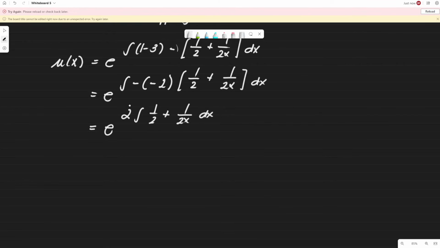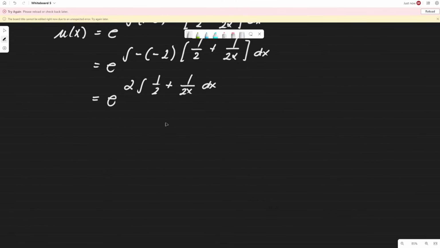So where did this positive 2 come from? Negative times negative 2, right? Negative 1 times negative 2 is positive 2. I just took it out since it's a constant, so that it's at least less confusing. So we'll have e raised to 2 times 1 half x plus 1 half ln x. Okay? So that's our integral.